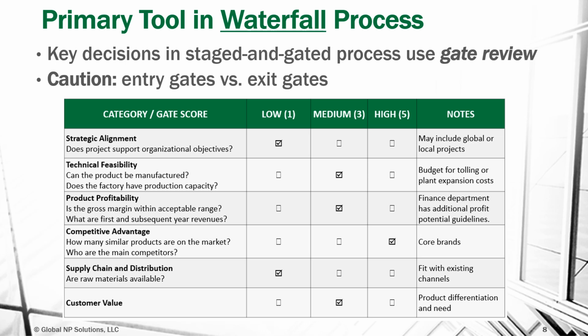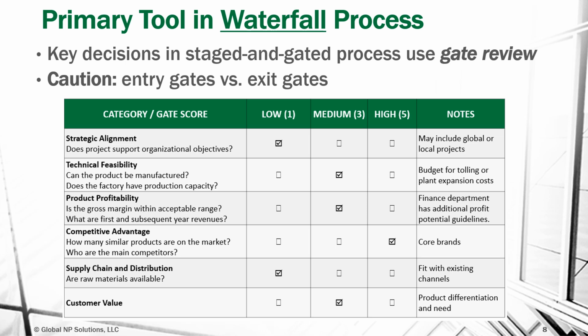And this particular example shows things like strategic alignment, technical feasibility, product profitability, competitive advantage, supply chain, distribution, customer value. You should customize your GATE scorecard to match your stage work as well as standard information that is required within the company.